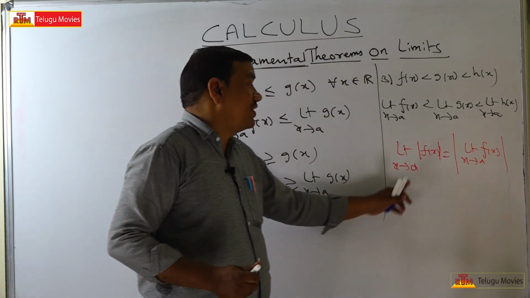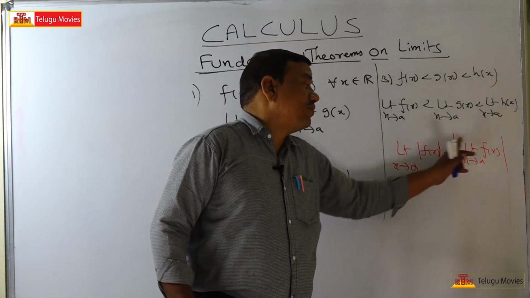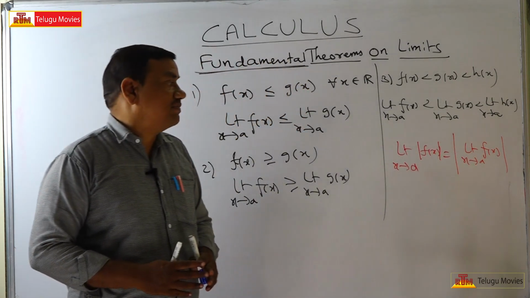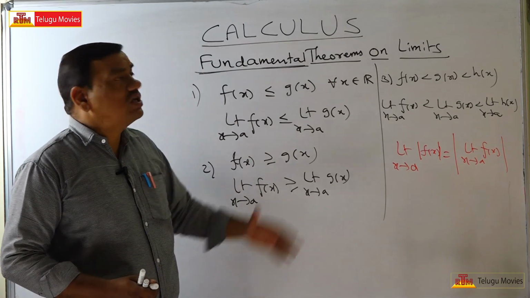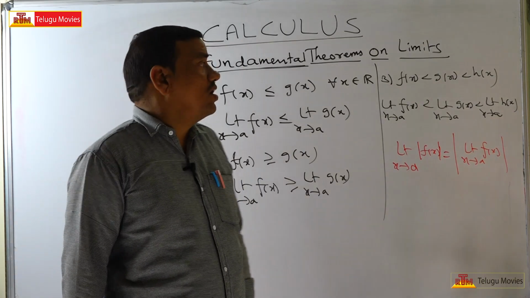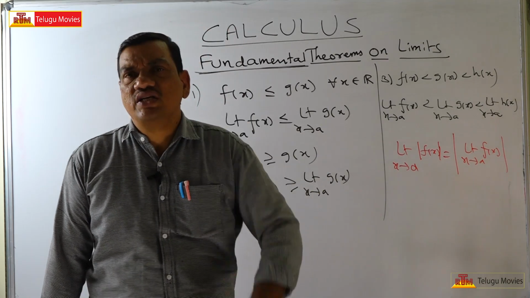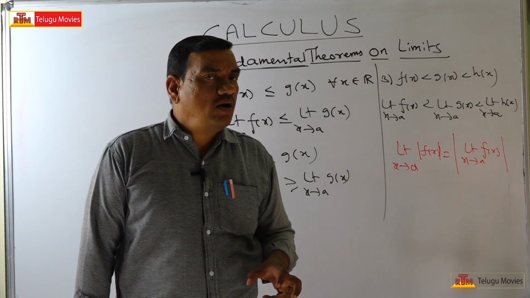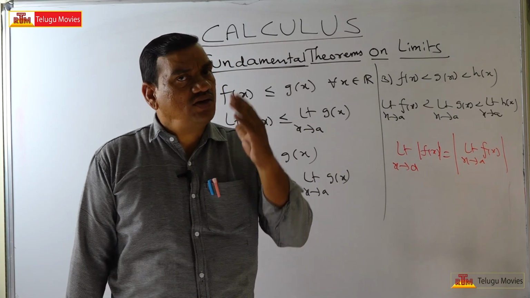The limit as x tends to a of the modulus of f of x is the same as the modulus of the limit as x tends to a of f of x. That means you can put the modulus outside. So these are the fundamental theorems on limits. I hope you understand all these fundamentals, so write them in a book separately. Now some more formulas will come. Let us see those formulae.